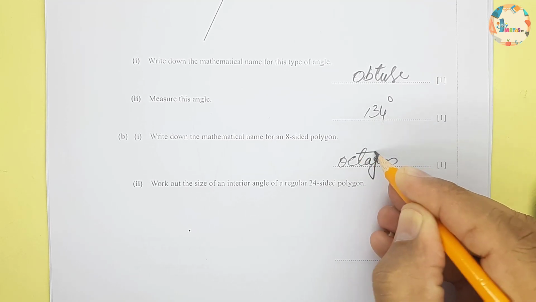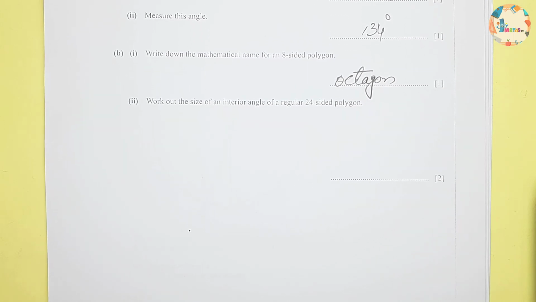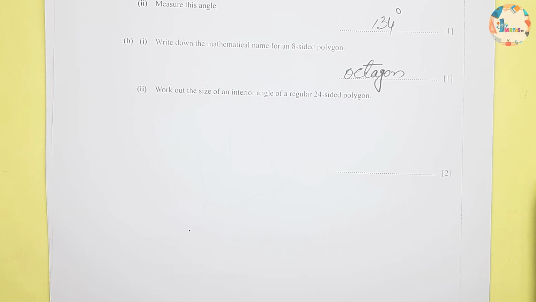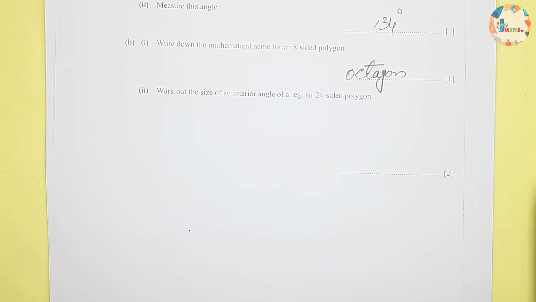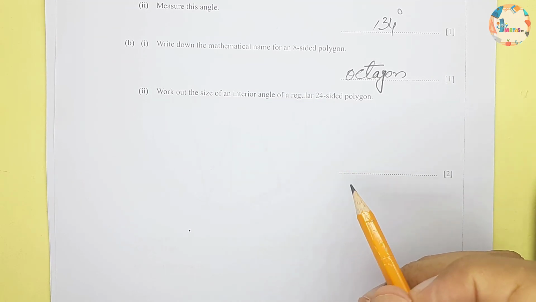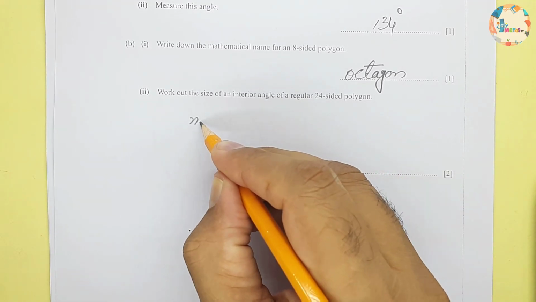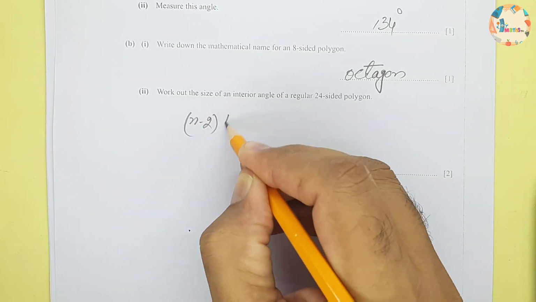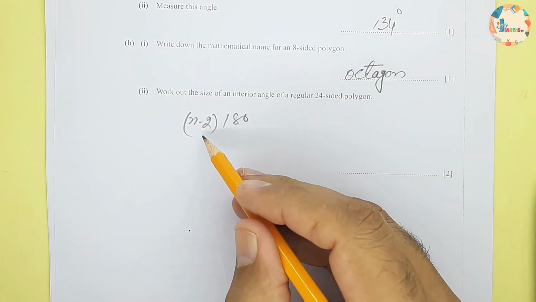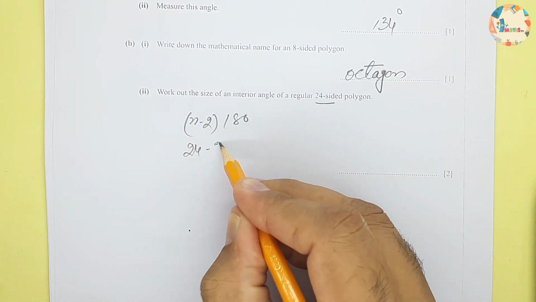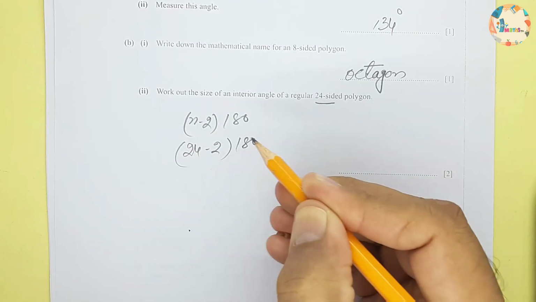So this is the name. One more question. Work out the size of an interior angle of a regular 24-sided polygon. So what we can do for this one, we can apply the formula (n minus 2) times 180. Here n is 24 sides, so 24 minus 2, multiplied by 180.